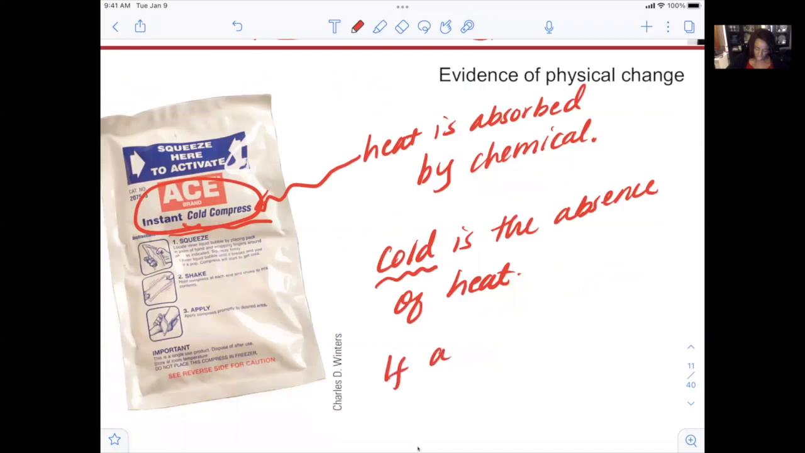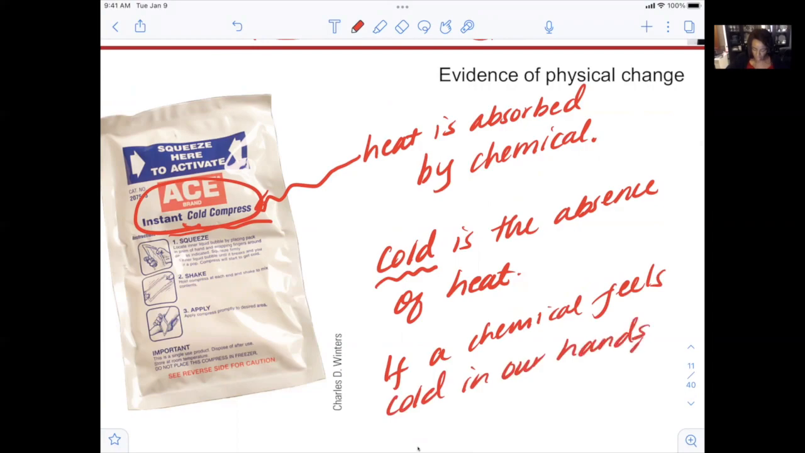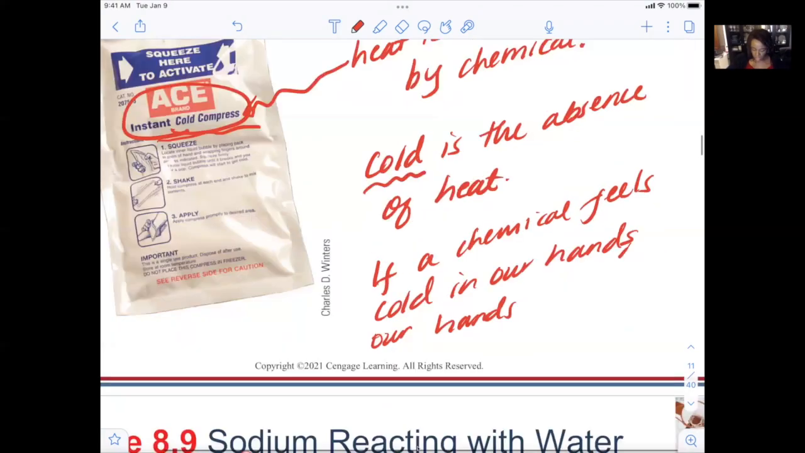So if a chemical feels cold in our hands, our hands have lost heat, okay? So our hands feel cold when our hands have lost heat, even though we're touching the chemical, right? It's a rule of transfer. If our hands have lost heat, something had to have taken the heat.